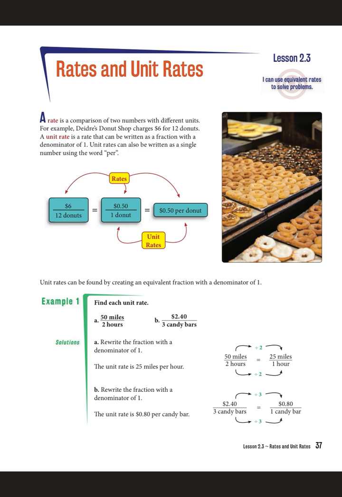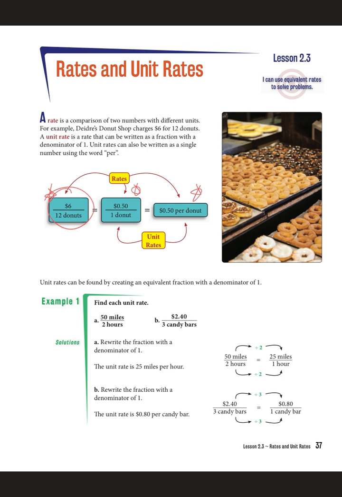So in the example there to the right, next to the picture of the donuts, you've got $6 for a dozen. So that's this right here. All right. And then in the middle, you got 50 cents per donut. And then at the end there, you got 50 cents per donut. So the last two examples, like it says, those are unit rates. And this one, on the far left, is just a rate.